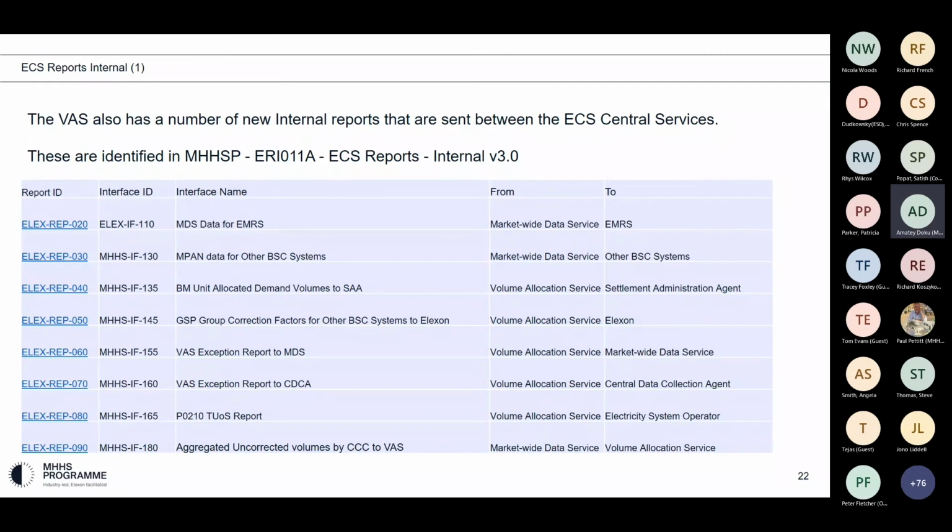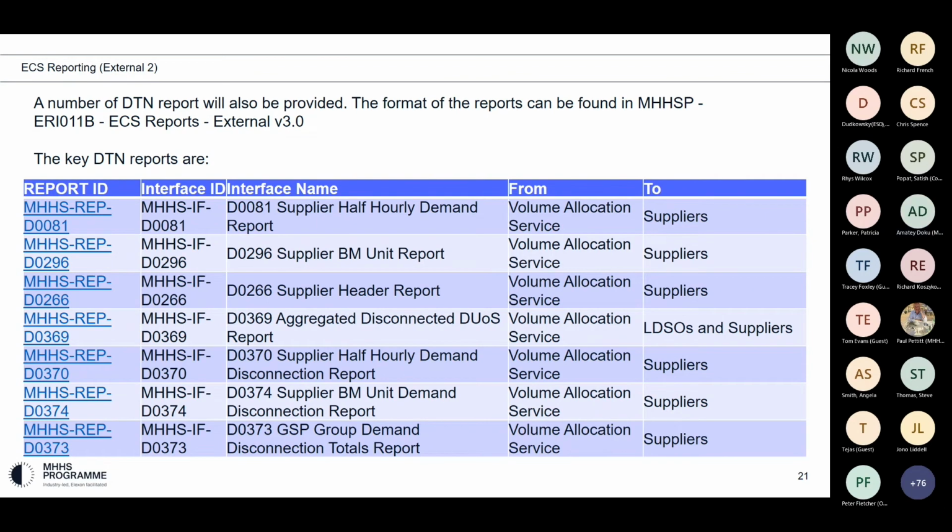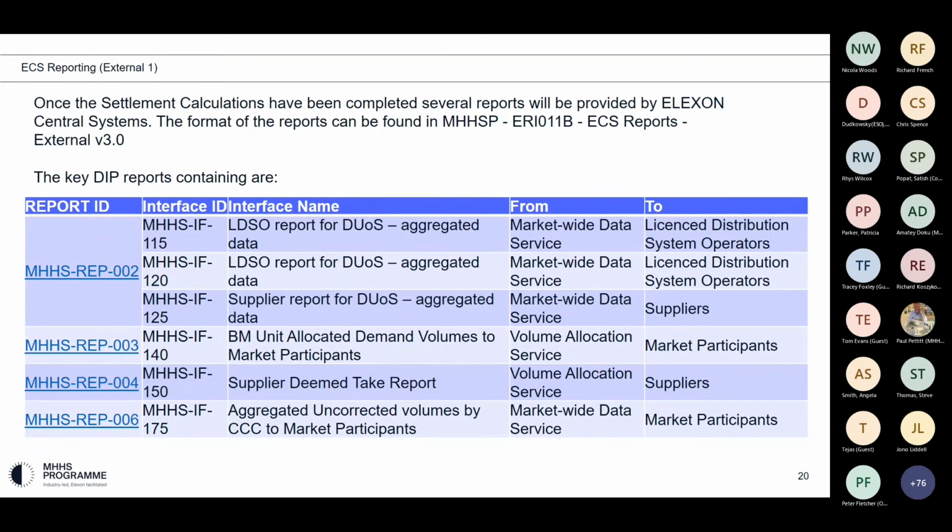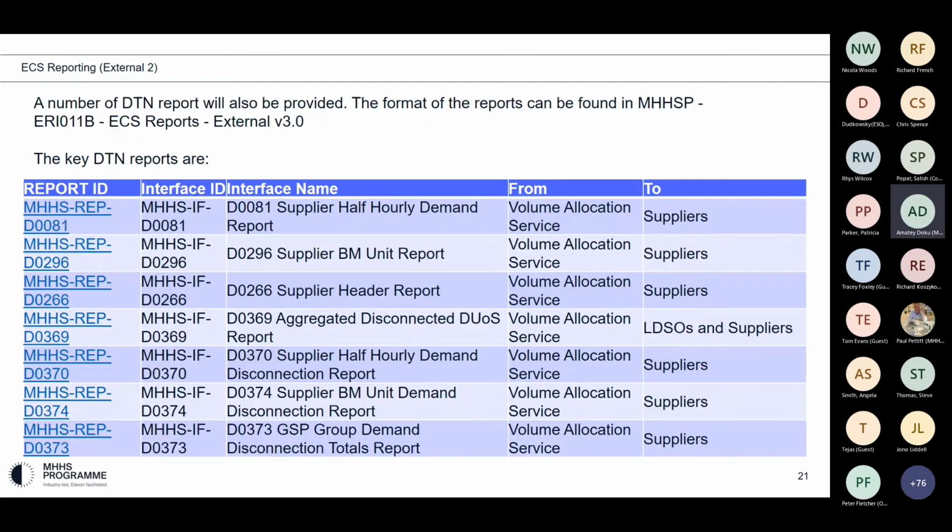What's the difference between IF 115 and IF 120? They look the same. Yes, I did mention this as I went through. The 120 is for embedded networks, whereas 115 is data that's sort of similar to the B30 data with aggregated consumptions. Great. I think we can come back to some of the others later.